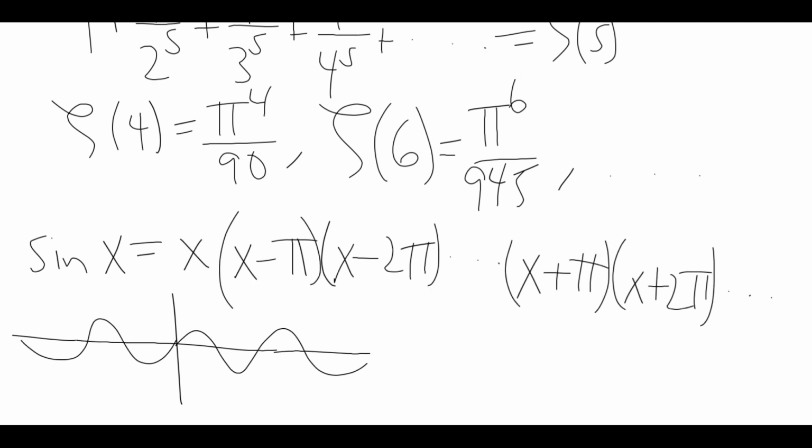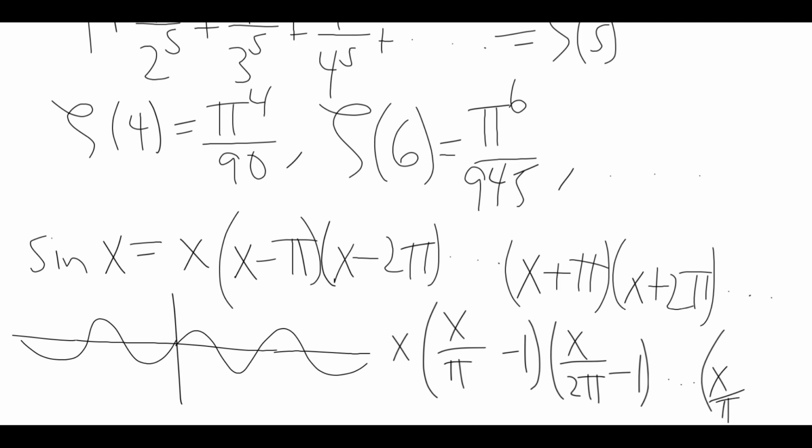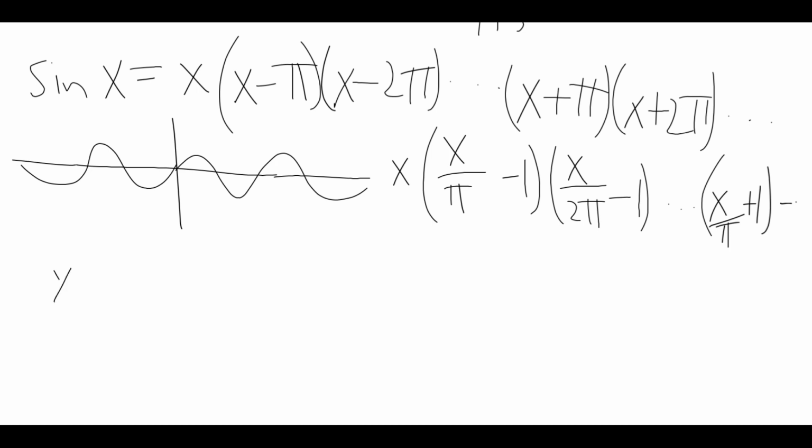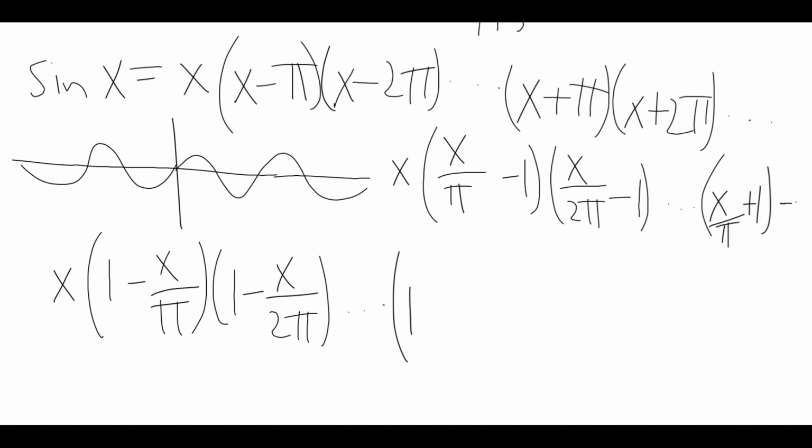So one way to fix this is just to divide out by those factors. Okay, so that's a first attempt. But what you could do instead is x over pi minus 1 for that factor, and x over 2 pi minus 1, and so on, and then x over pi plus 1, and so on. Now this still has a problem, which is that the linear term would be a product of a bunch of minus 1s, infinitely many of them, and that doesn't make sense either. Okay, so we can patch this up a little bit more by writing it in this form: x times 1 minus x over pi times 1 minus x over 2 pi, and then similarly for the negative roots.